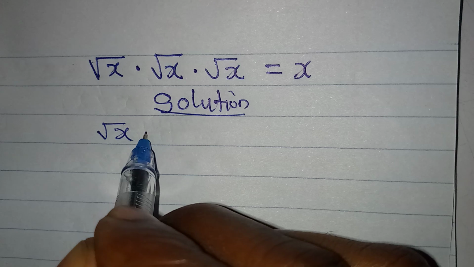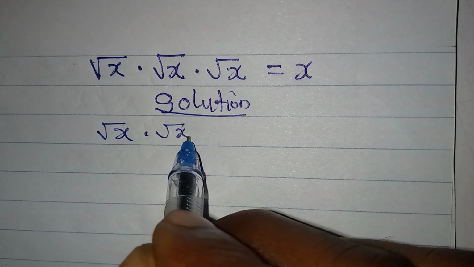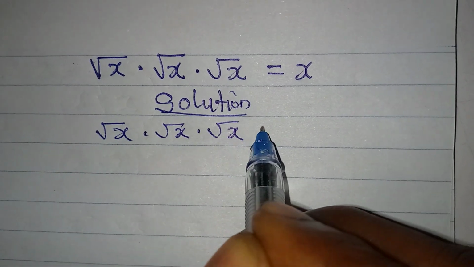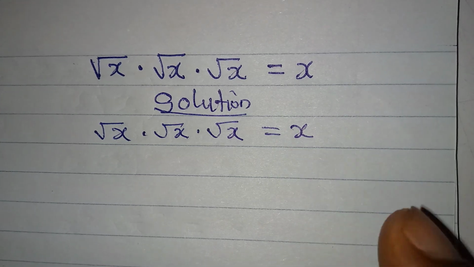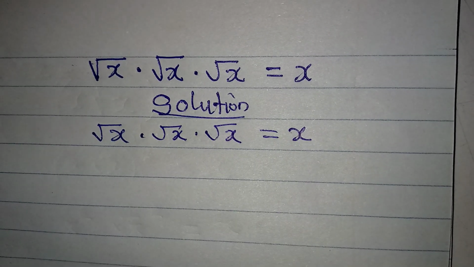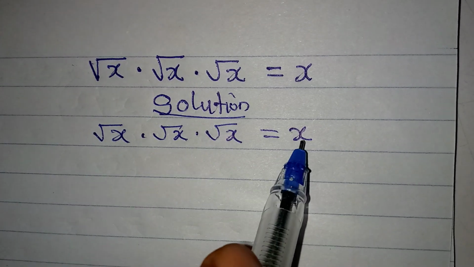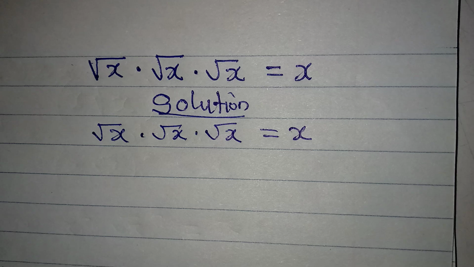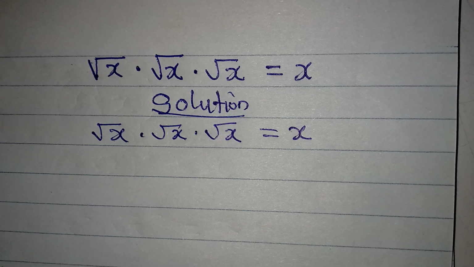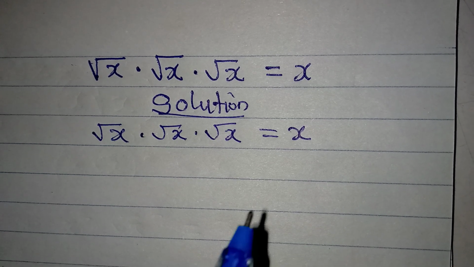Square root of x multiplied by square root of x multiplied by square root of x equals x. But then somebody will be thinking, how can you multiply the whole of this and it will still give you x? Okay, it is very possible. Now see the steps I'm going to take.